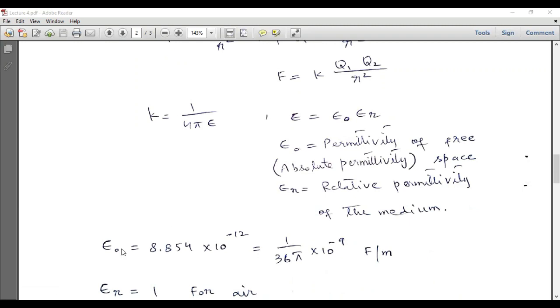The value of epsilon naught is equal to 8.854 into 10 to the minus 12, and it is also represented as 1 over 36 pi into 10 to the minus 9 farad per meter. This is the absolute permittivity. If the medium between two charges is air, then epsilon r will be equal to 1 and epsilon will be equal to epsilon naught. For any other dielectric medium, the value of epsilon r will be greater than 1.